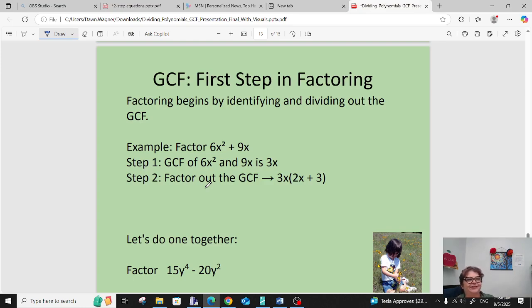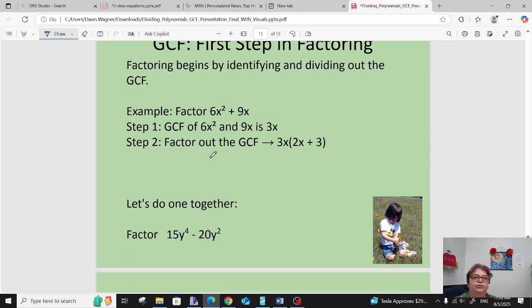For factoring out the greatest common factor, you will find the greatest common factor, and then you're going to divide by the greatest common factor and leave that answer in the parentheses. So, right here, if I'm asking you to factor 6x squared plus 9x, I would have to find the greatest common factor. Well, 6 and 9 have what number in common? 3. And the lowest exponent is x.